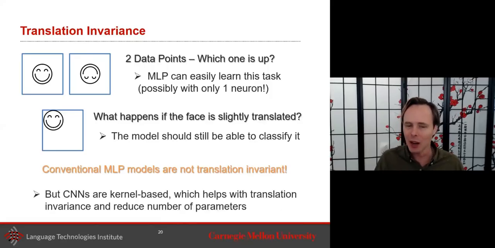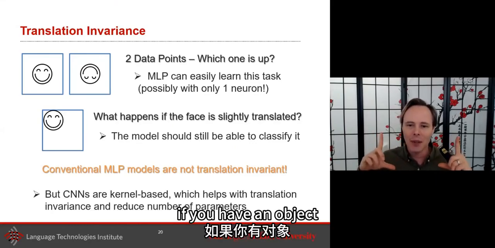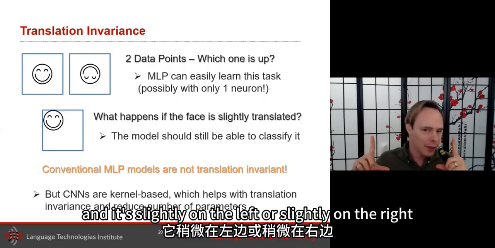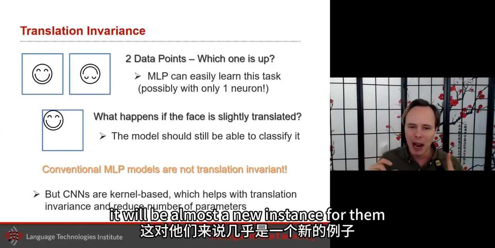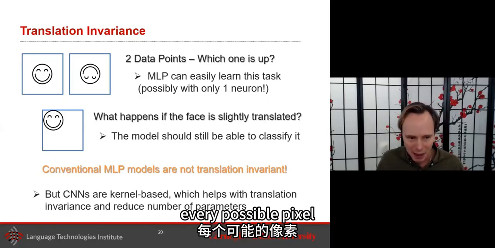Conventional MLPs, unfortunately, are not translation invariant. If you have an object and it's slightly on the left or slightly on the right, it will be almost a new instance for them, because the way it is by default, it looks at every possible pixel of the image.